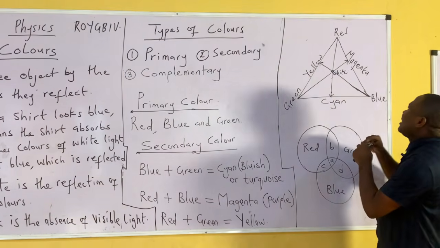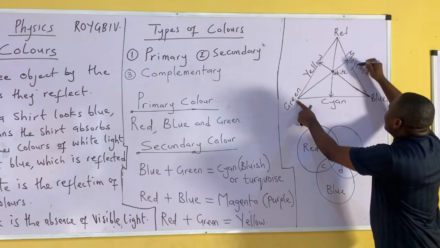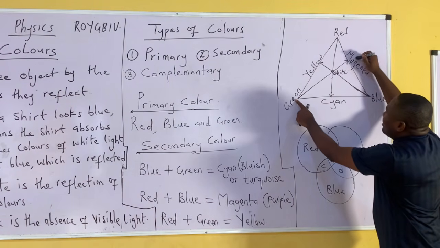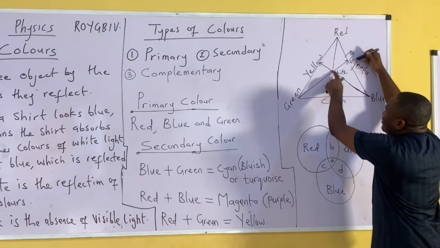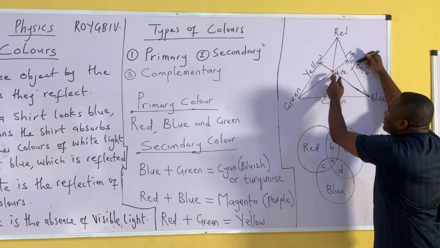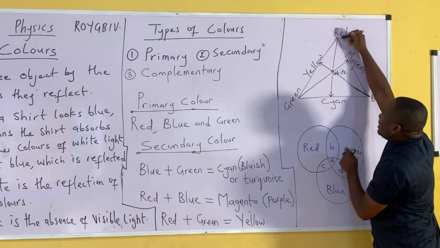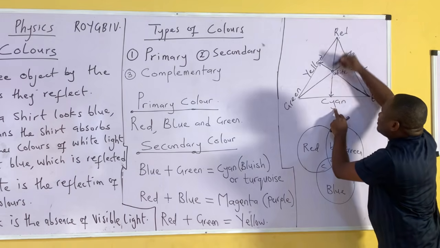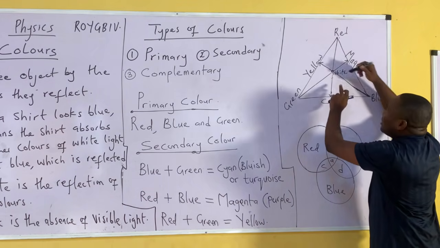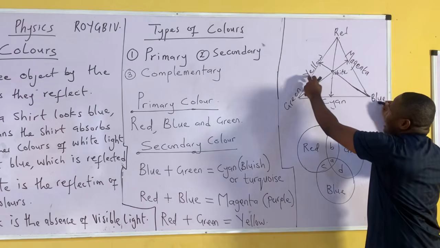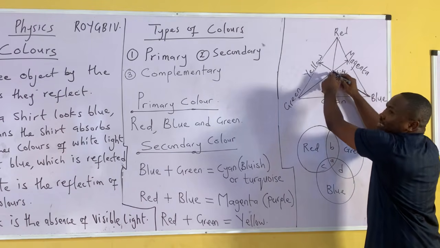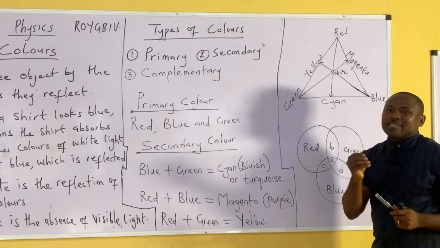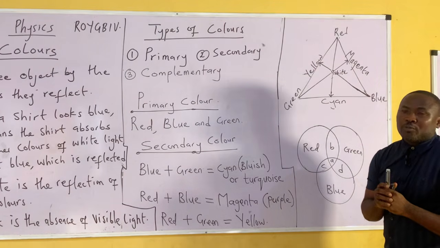Now, look at this. Magenta is meeting with green. Look at it, magenta and green. Look at this again, red and cyan. They are meeting at the center. Look at this, blue and yellow. They are meeting at the center. So now, there are ways in which white light will be produced.